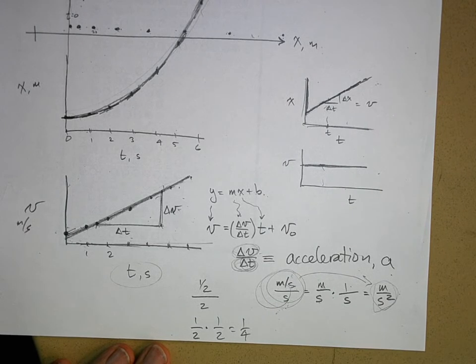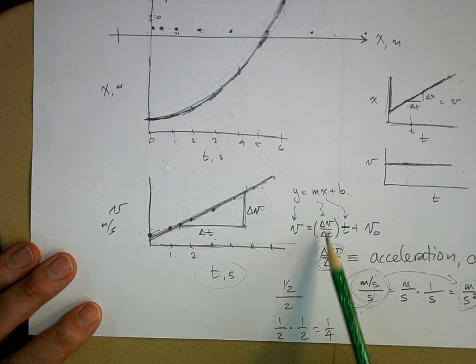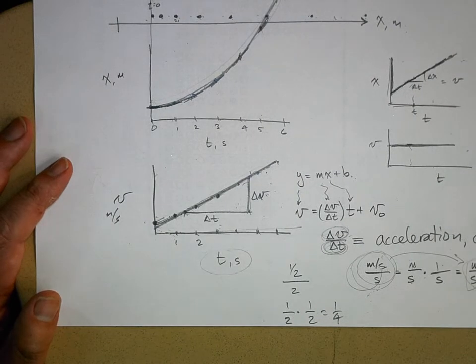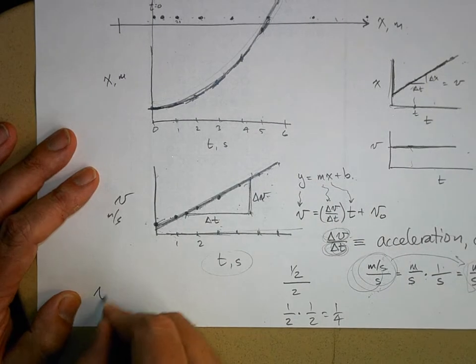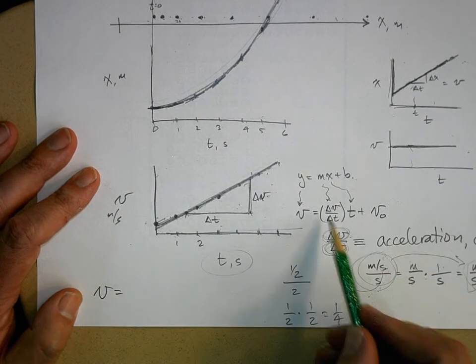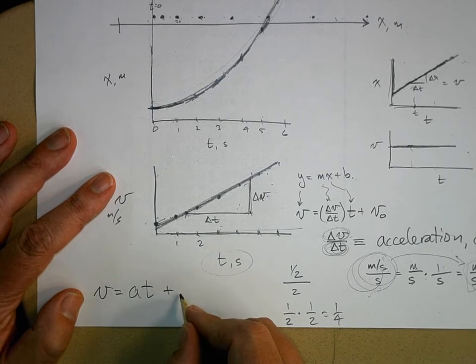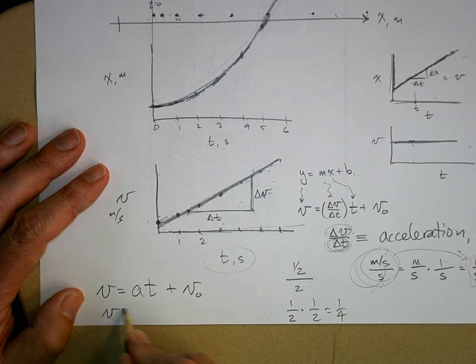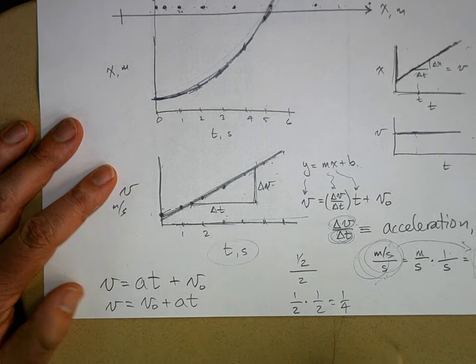So I'm going to now finish this up. Now that I've defined what the slope is called, we're going to say that for constant acceleration motion, we have this equation. V equals, the slope is acceleration, times time, plus my initial velocity. Now I'm going to rewrite it like this. V equals V naught plus AT, because in most books they put it in that order, but it doesn't matter.